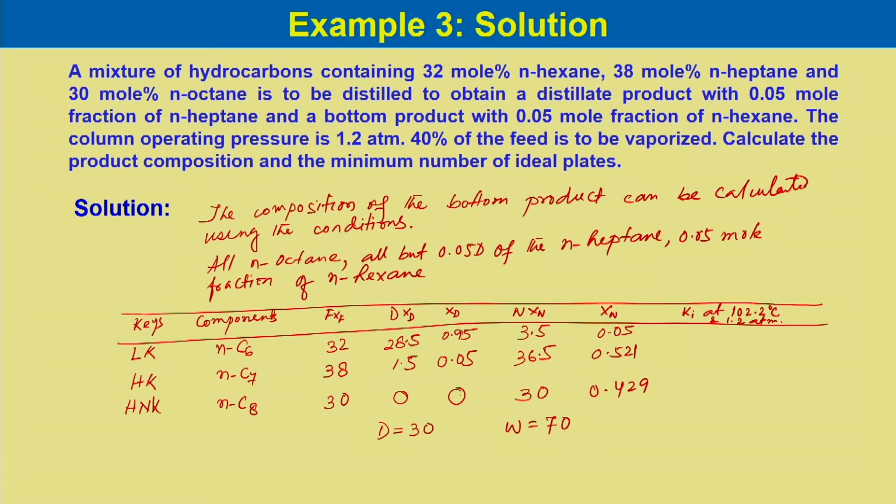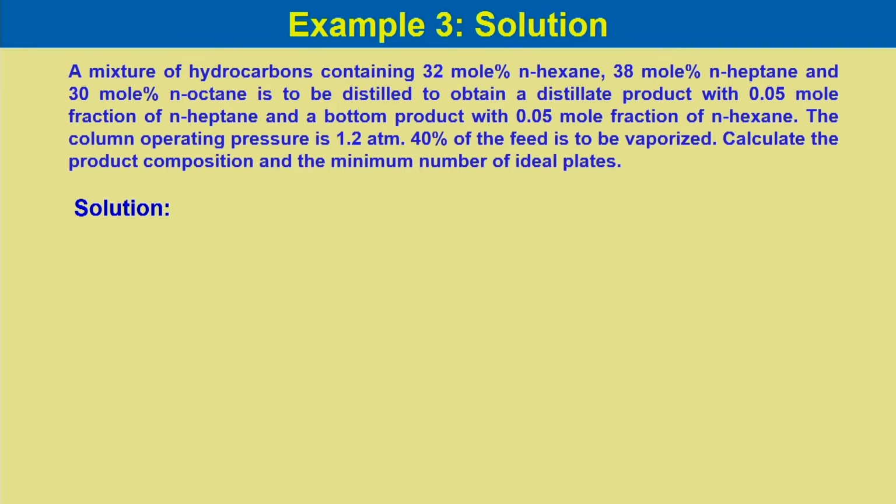Now, as we have seen, the Ki values at this temperature and pressure for these components are 2.08, and for this 0.92, and for this component 0.42. Now, use the Fenske equation to obtain the minimum number of plates.